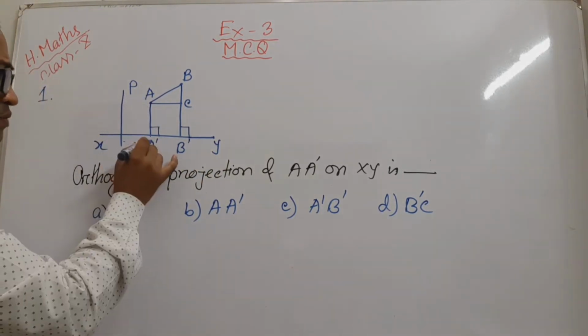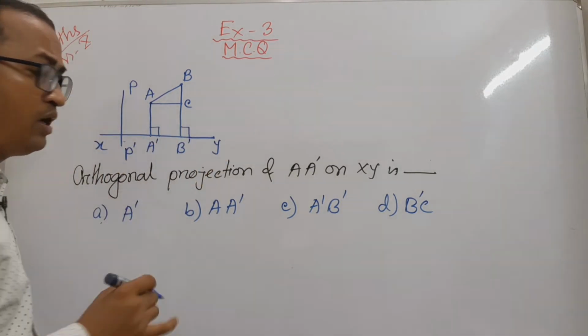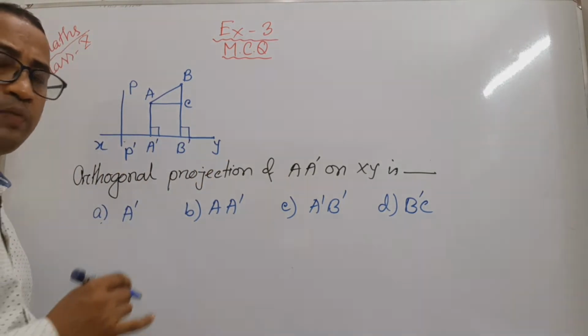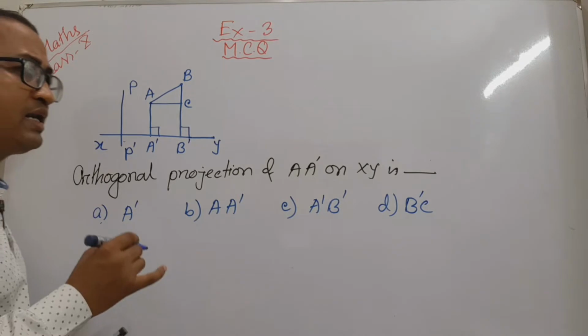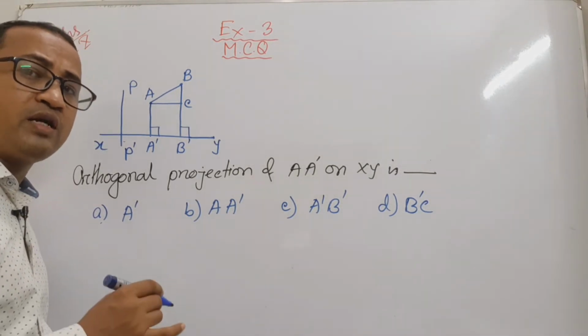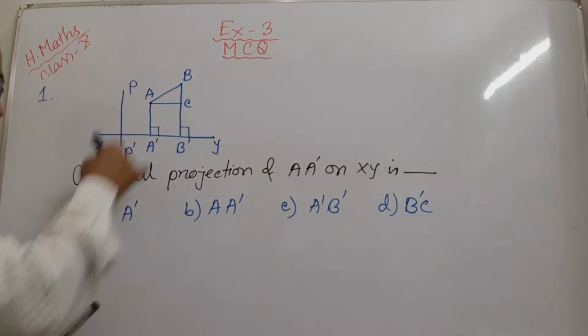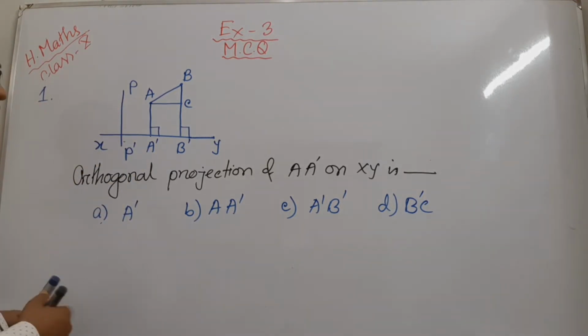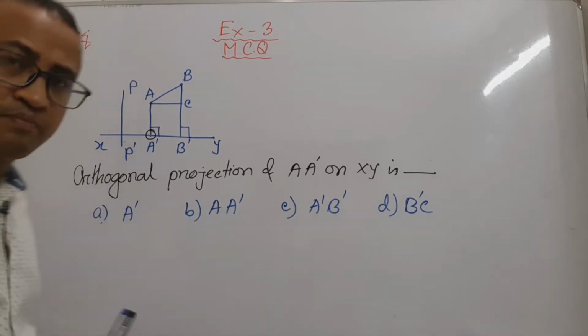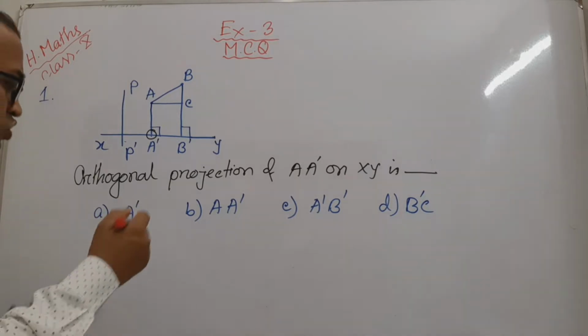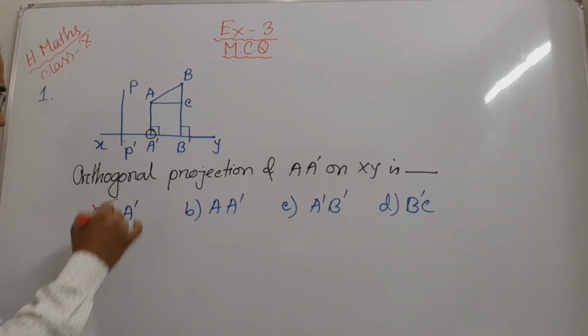Look, a prime is perpendicular to x, y and we know the orthogonal projection of a perpendicular line is a point, and that one is the foot of that perpendicular line. So, the foot of this perpendicular line is a prime. So, our answer is a prime.